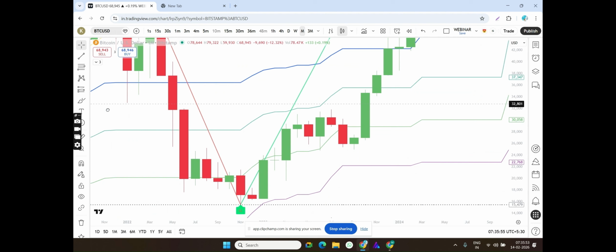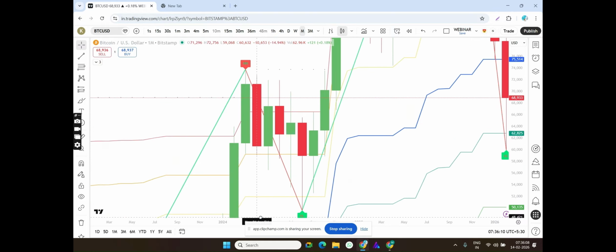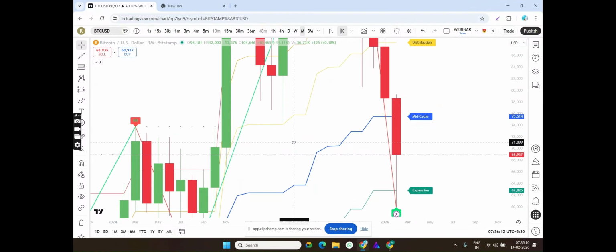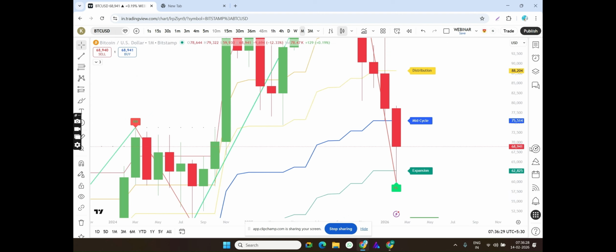Now again you got an entry in Jan 2024, and no stop loss is hit here. So the trend is continuing and you got an exit somewhere here. So this is how trend following can help you to capture the trend. So this was on the monthly basis.